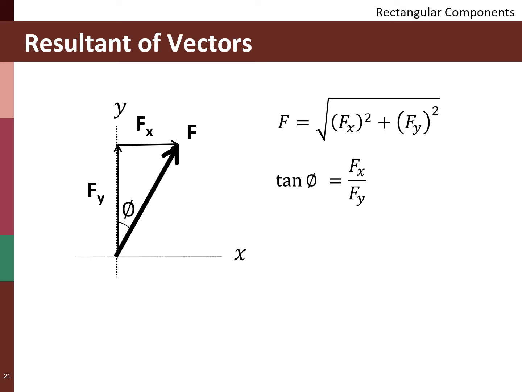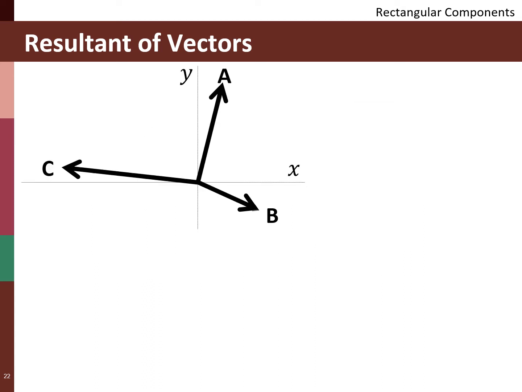Now the tangent of phi is equal to f sub x over f sub y, and the direction of f is equal to phi, which is equal to the tangent inverse of the absolute value of f sub x over f sub y. Using the rectangular method to solve the resultant of these three forces, we get the summation of the rectangular components of these three forces. Those are the summation of forces about the x-axis and the summation of forces about the y-axis.